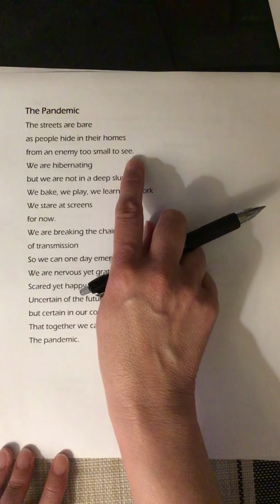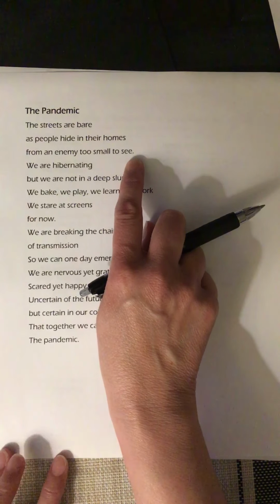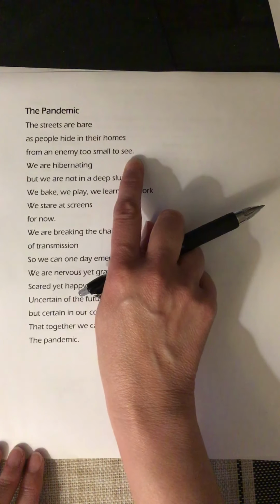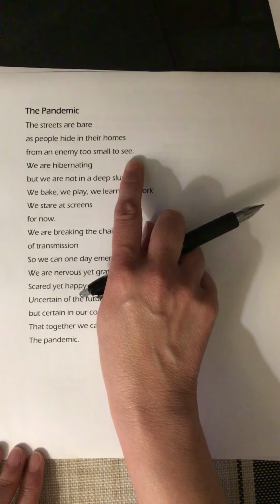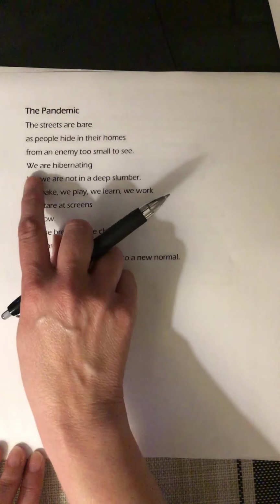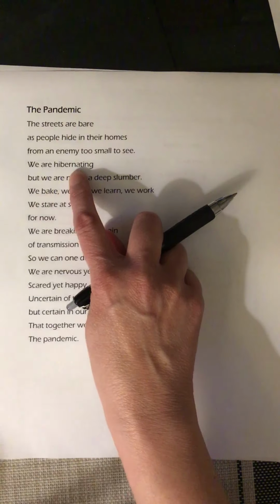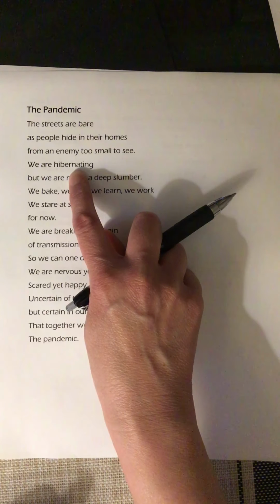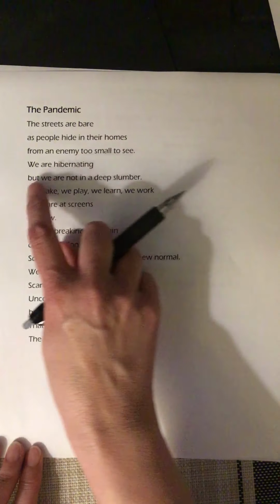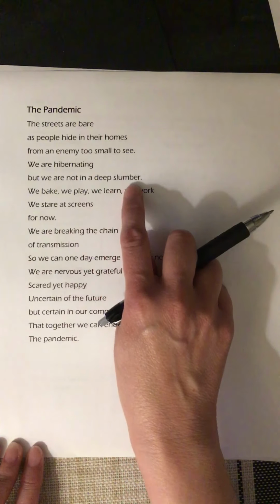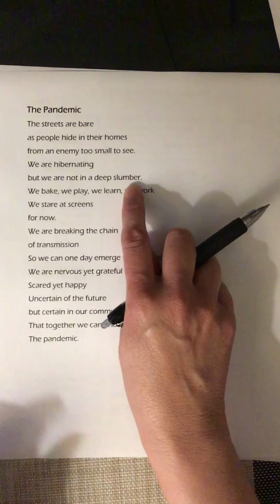I used a period in my poetry, but you know what? The thing about poetry is that we don't have to use punctuation. You can decide if you want to put a period or comma at the ends of your lines, okay? So we are hibernating. I wanted to focus on that. Hibernating means like a bear where they go into that long, deep sleep for the winter. We are hibernating, but we are not in a deep slumber, and slumber means that deep sleep.